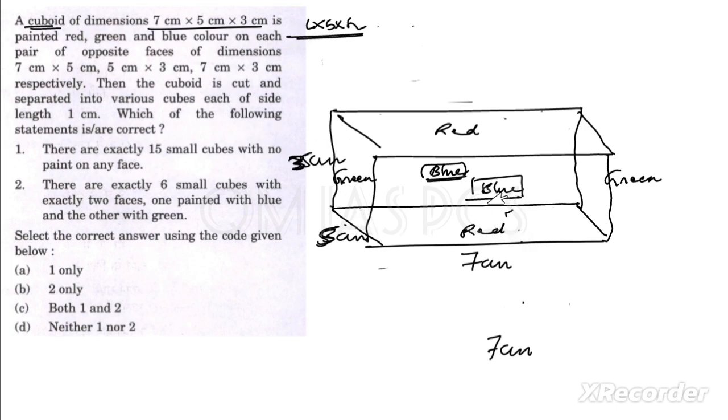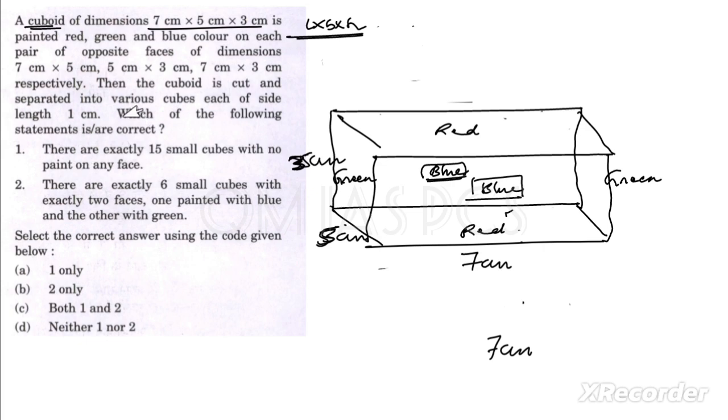So this one is red, this one is red. Then second is 5 by 3. 5 by 3 means this face is green, and this face is blue. Then the cuboid is cut and separated into various cubes, each of side length 1 centimeter. Which of the following statements are correct?